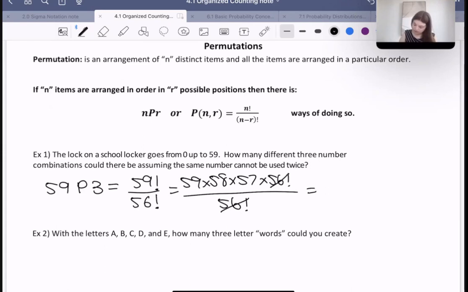And the answer to that is 195,054. So that's a lot of combinations. So odds are no one's going to be breaking into our locker anytime soon, which is good. So there we have it.